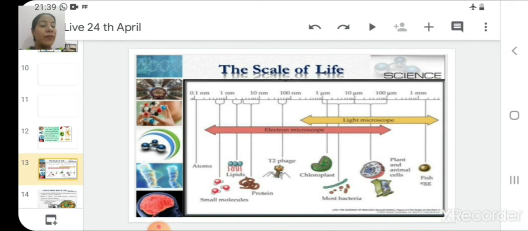The scale of life: the size of cells is also very different in different living organisms. It can be very small, like 1 nanometer in the case of small molecules. Then it can be 100 nanometers in the case of T2 phage, and it can be 1 mm in a fish egg, and it can be bigger also. So this slide is just to show you that there is a wide range in the size of cells. Some cells are very small, whereas other cells are much bigger.